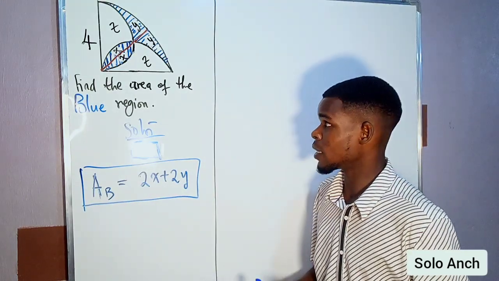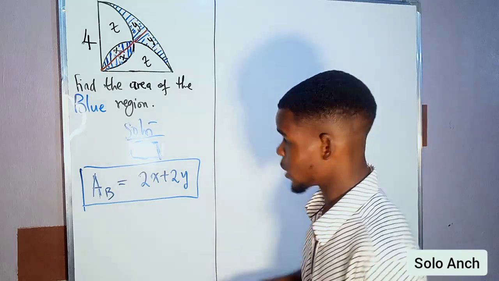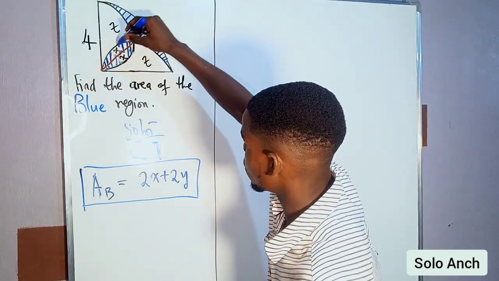So let's see how we can get started. Well, first of all, I'm going to notice that this right here is a semicircle. So you look at this right here, it's a semicircle.